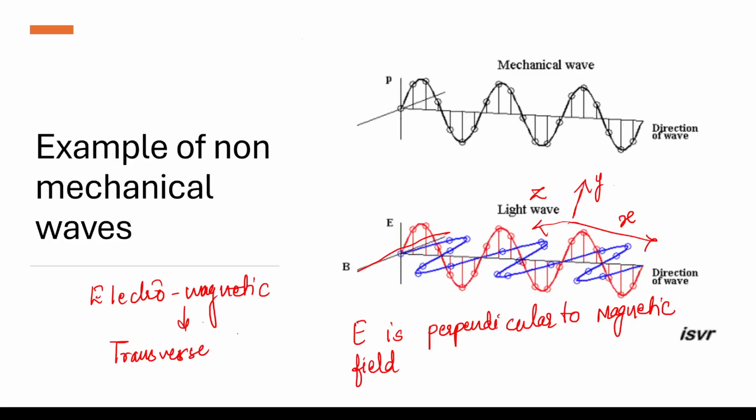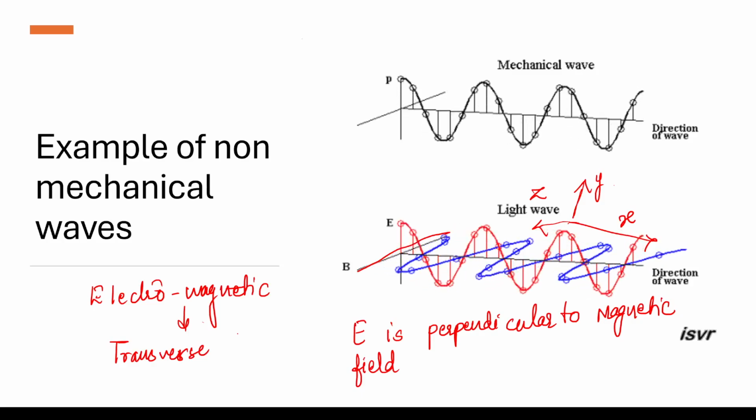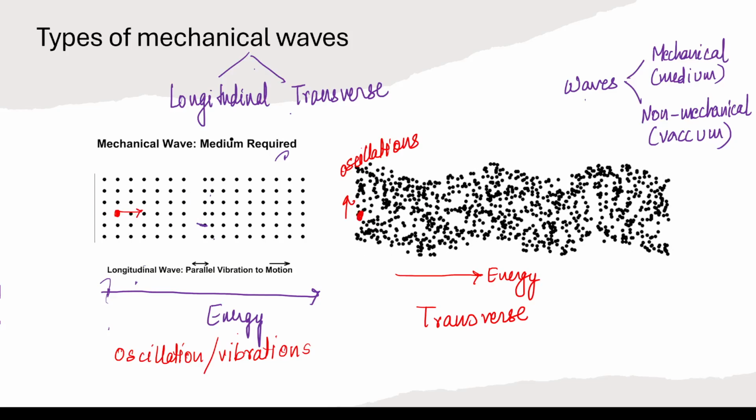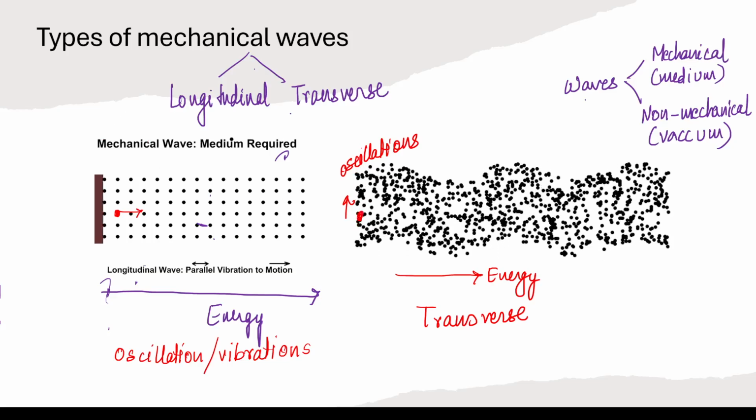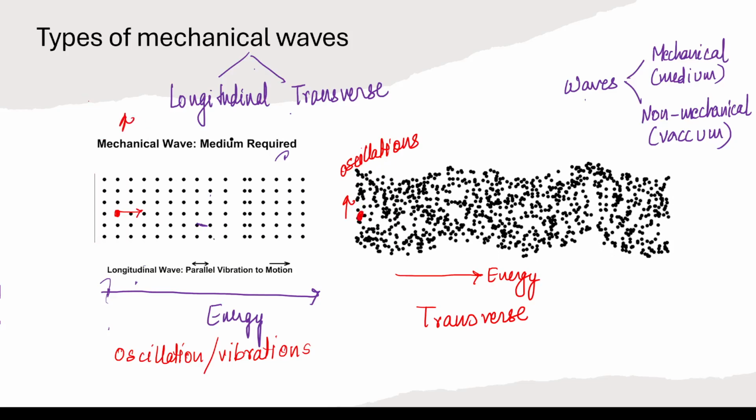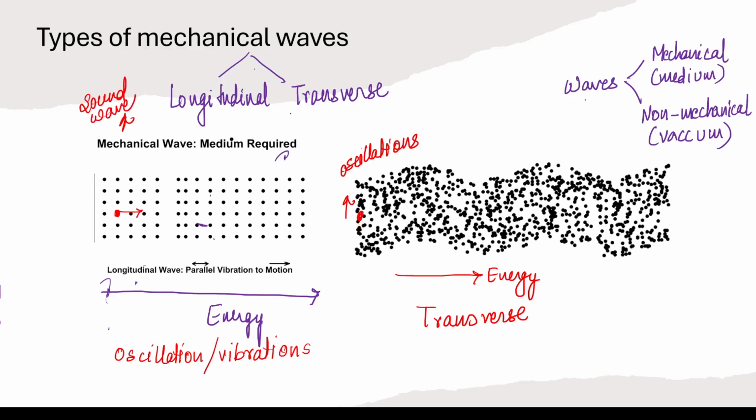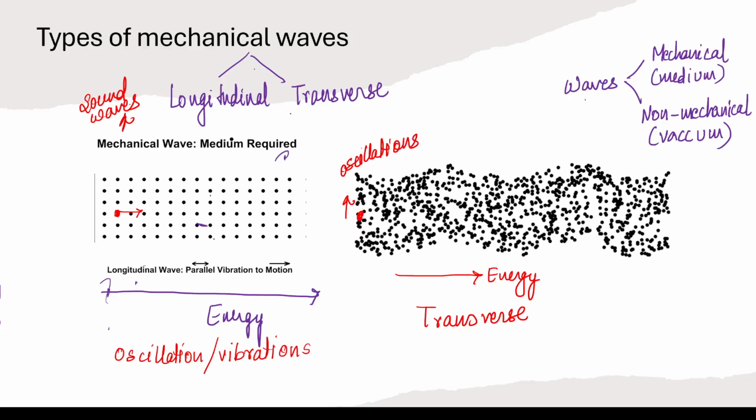And also, just because we are saying that electromagnetic wave is transverse, we're not saying it is proven. At the same time, let's tell you what is the nature of sound waves. The sound wave is longitudinal. So sound waves are longitudinal and mechanical, and electromagnetic waves are non-mechanical and transverse.